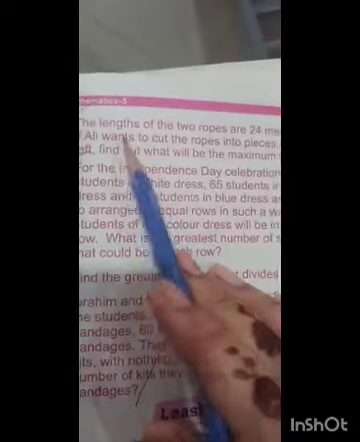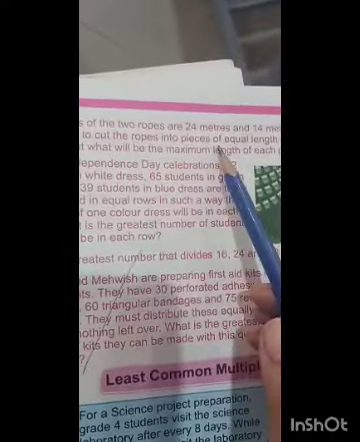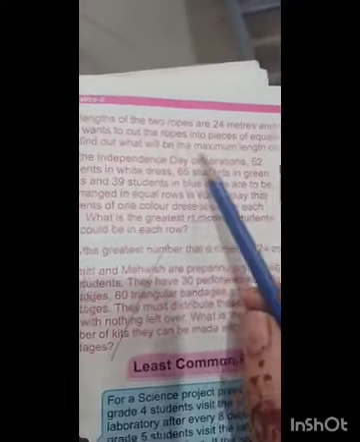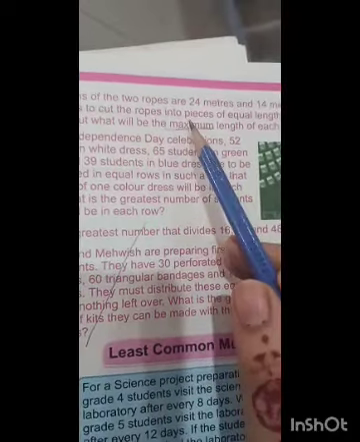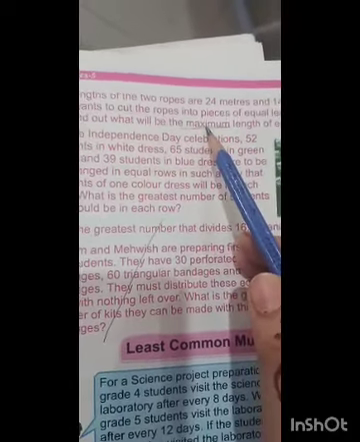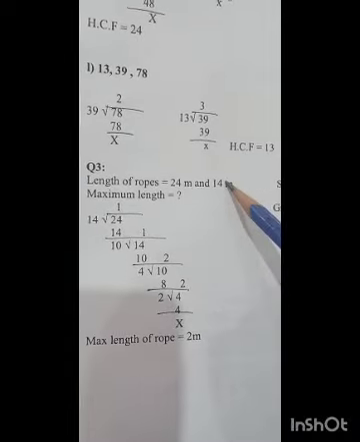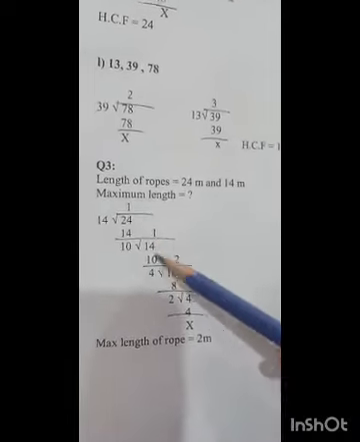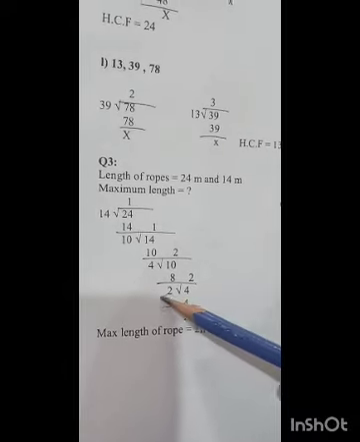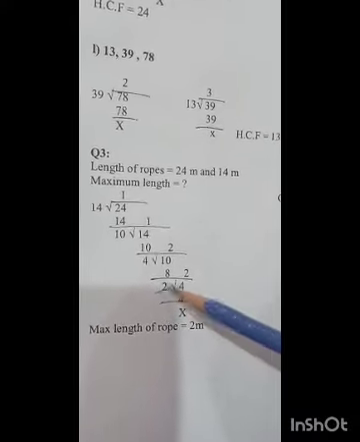Now see question 3. There are two ropes of different lengths and Ali wants to cut the ropes into equal lengths. So what will be the maximum length? Whenever you get the words maximum, greatest or highest, it means you have to find the HCF. So you will find the HCF for both these numbers by division method or prime factor, any method. Okay, and when we solve it, we get the final factor 2. So the maximum length of rope is 2 meters.